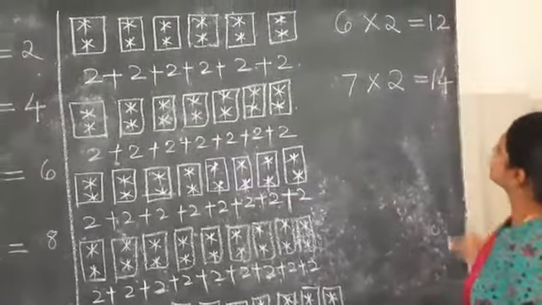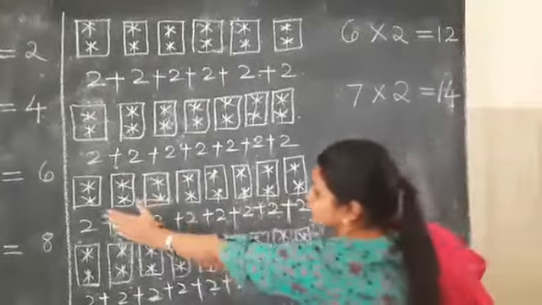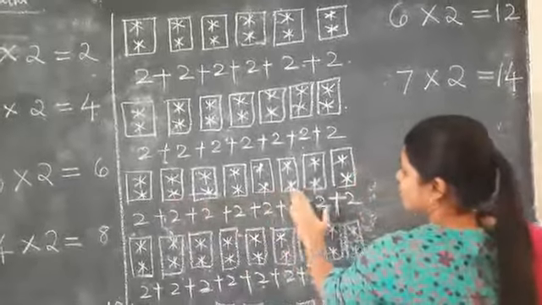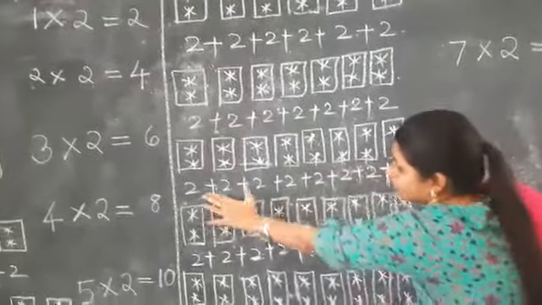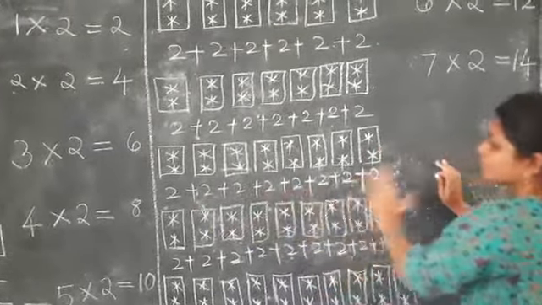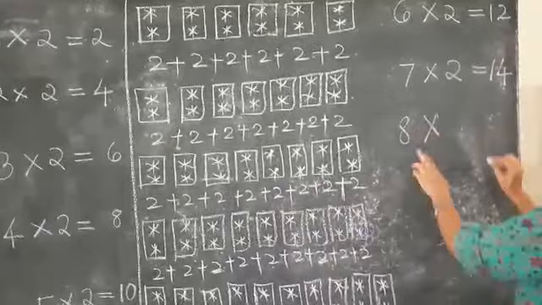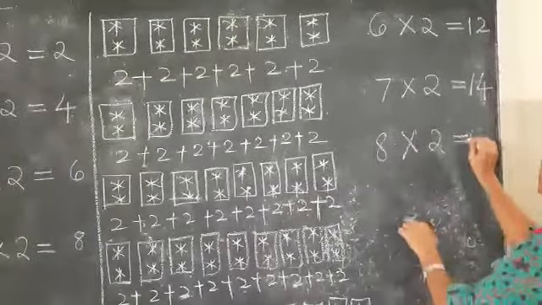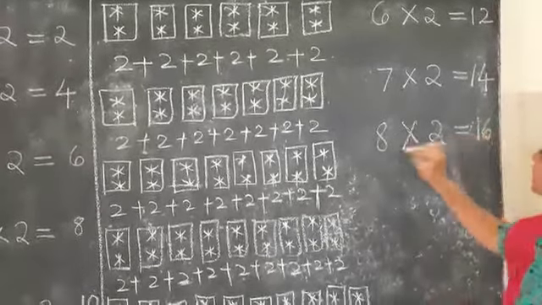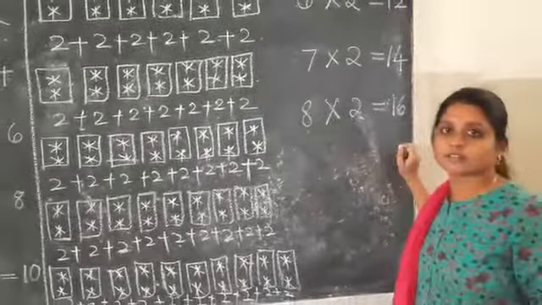Next you have 8 groups of stars: 1, 2, 3, 4, 5, 6, 7, 8. In each of the 8 groups you have 2 stars. You will write the number of groups as 8 and the number of stars in each group as 2, which equals 16. 8 2 times are 16. Read it as 8 2 times are 16.